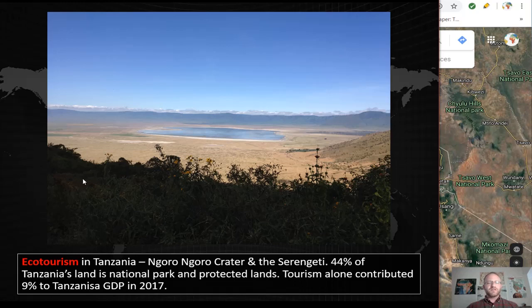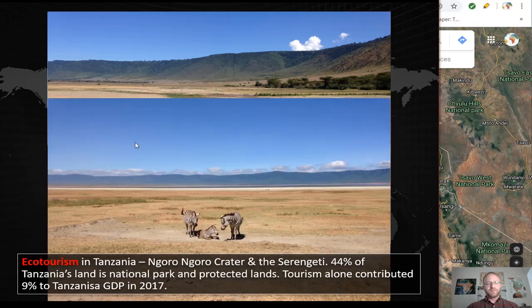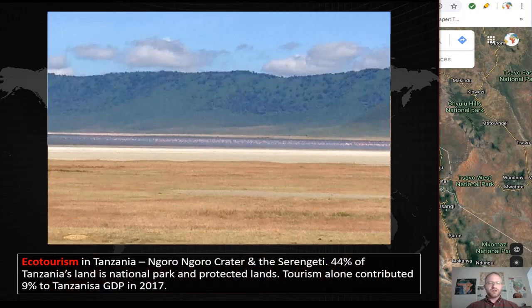Now I took the next few pictures while I was on a safari in 2014. Now this picture shows a Cape buffalo. These animals are quite abundant in this region. This picture shows a family of zebras on a nice warm summer day, relaxing. Now this picture shows a society of flamingos. Unfortunately I couldn't get close enough to get a better picture. Now these birds congregate in this lake within the crater and get their pink color from the food they eat.